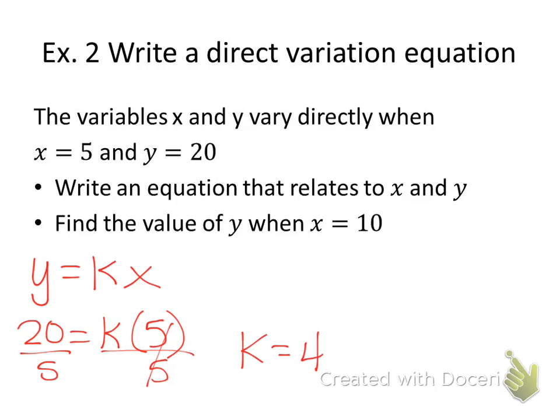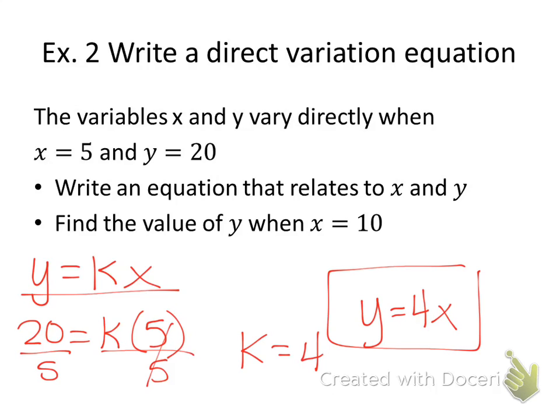This is not my final answer. A lot of people box that in and say, done, the whole point is to solve for k. Yes, that is partially right, but when we are doing a direct variation problem, the correct final answer is you go back to your original formula, y equals k times x, and you only plug in k. So my final answer would be y equals 4x. That is my final answer.